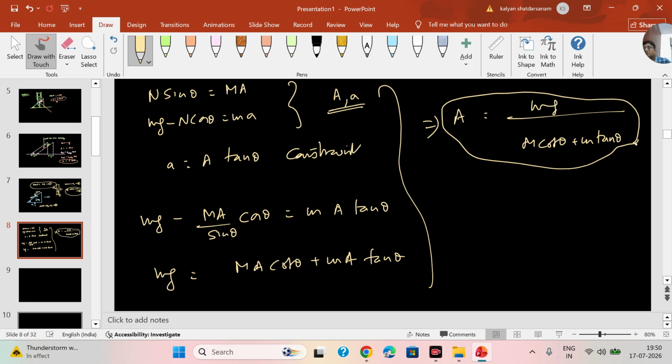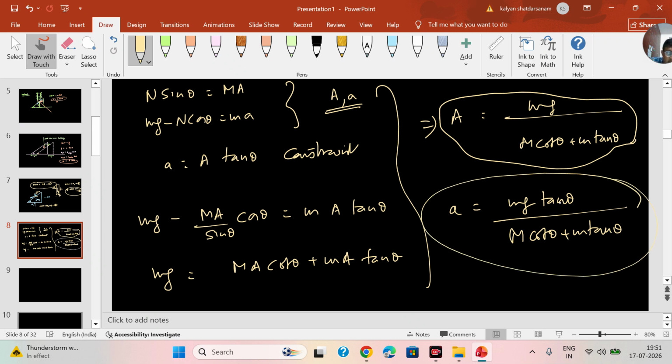So you see, first I developed the constraint between the wedge and the block. I kept it aside. Then I drew the free body diagram of the wedge and the block by carefully drawing every force on these systems and showing their accelerations. Then I applied Newton's second law separately to the wedge and to the block. Then I solved the system. So I got this. Once you get capital A, what is small a? Small a is capital A tan theta. So I have mg tan theta by (M cot theta plus m tan theta). So my problem is completely solved now.